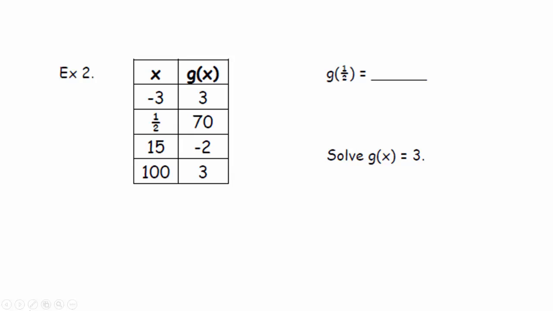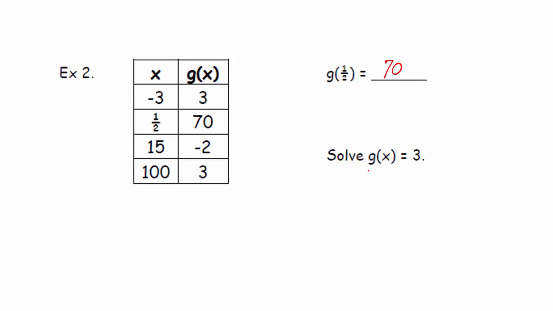This time we're given the inputs and outputs. That's interesting. So I guess that means there's a little bit less work to do. Let's see if we can figure these out. G of 1/2. So the input is 1/2. In other words, the x column, or the inputs, I'm going to look where there's a 1/2. Here it is. And it's asking, what is the output? 70 is the output.